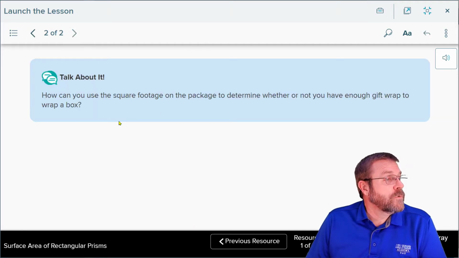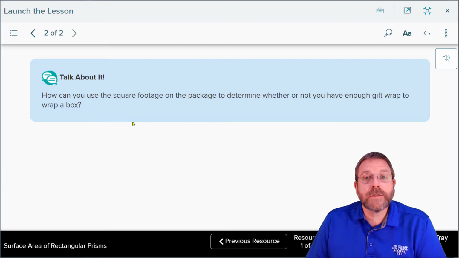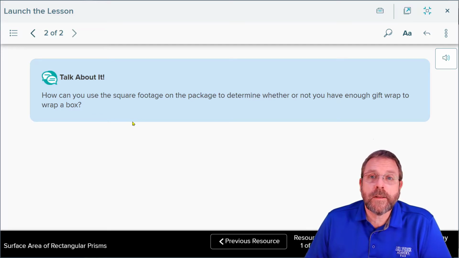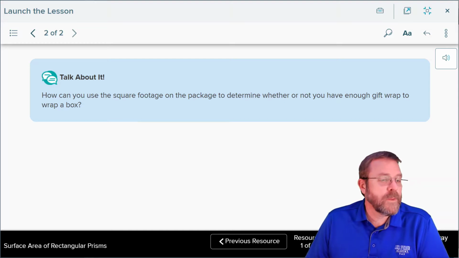Question is, how can you use the square footage on a package to determine whether or not you have enough gift wrap to wrap the box? Well, you could do a whole lot of math, or you could do what I do. You try and cover it, and then you realize, well, crud, I don't have enough wrapping paper. Dang it. Let's keep moving.